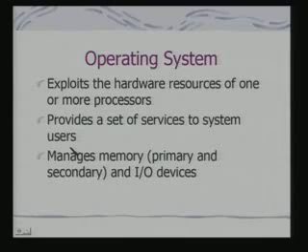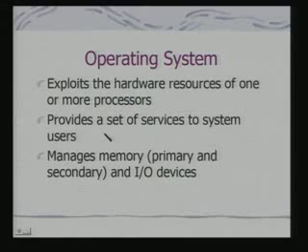What is an operating system? Operating system is that layer of software which exploits the hardware resources of one or more processors which is there in the embedded system, or for that matter any general purpose computing platform. Therefore, it provides a set of services to system users, because the system is making use of hardware resources through that software layer which is your operating system. OS manages memory, primary as well as secondary memory, and I/O devices.